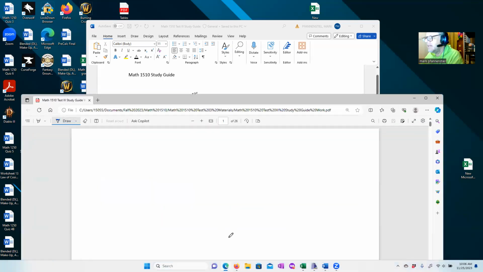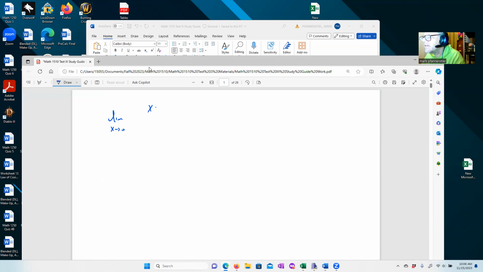Okay, so we have the limit as x approaches 0 of x times 3 to the x divided by 3 to the x minus 1. The first thing you're going to do with L'Hopital's is check to make sure it fits the indeterminate form. So we plug in the 0, and we have 0 times 1 over 1 minus 1. We end up with 0 over 0. Check. It is now indeterminate form. We can use L'Hopital's rule.